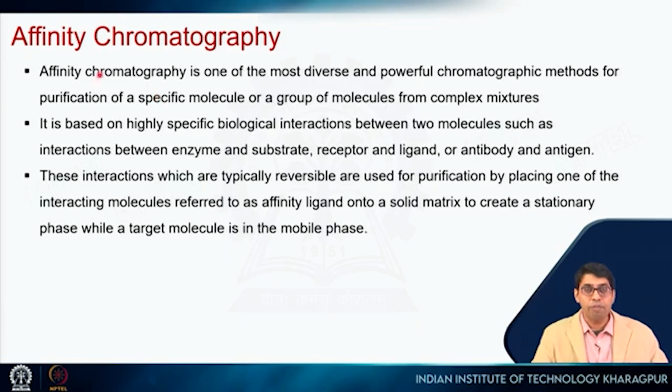Okay. So affinity chromatography is the most powerful method. In this case, we use some highly specific biological interaction to purify the protein. For example, if it's an enzyme, we can use its substrate or its inhibitor or substrate analog. If it's a receptor, we can use its ligand or ligand analog. If it's an antibody, we can use its antigen or antigen analog. So these molecules will be covalently linked to the solid matrix and then will be used to separate out the protein.